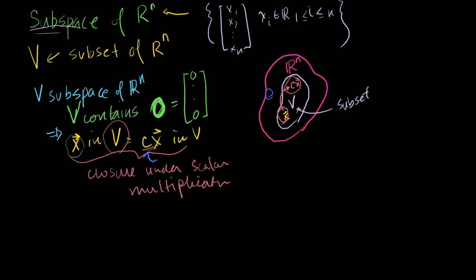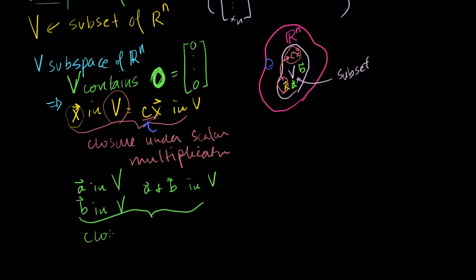The other requirement is this: let's say I have vector A in here, and I have vector B in here. If vector A is in my set V, and vector B is in my set V, then if V is a subspace of Rn, that tells me that A plus B must be in V as well. So this is closure under addition. Let me write that down. Closure under addition.